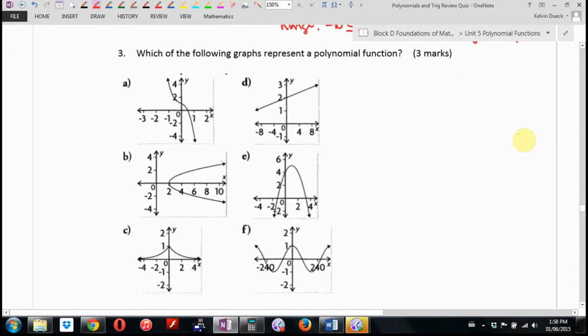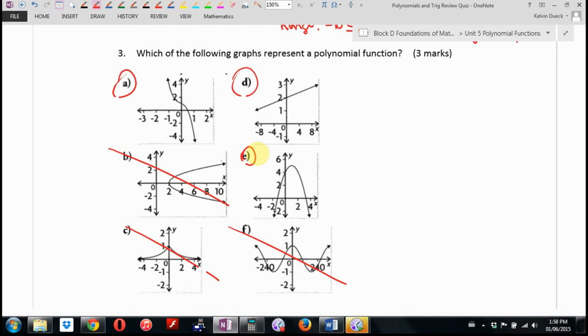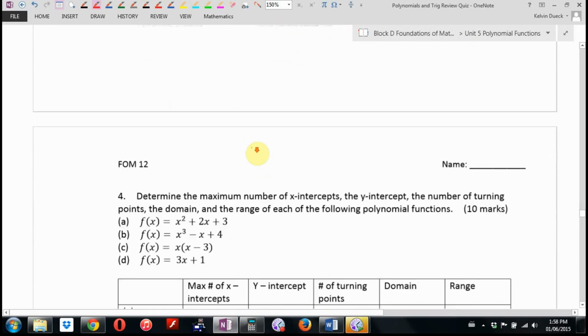Which of the following graphs represents a polynomial function? No, no, no. A, D, and E. Because A is a cubic, D is a linear, E is a quadratic. I like that question. Was that a question you made on the test? Something like it. Nearly done.